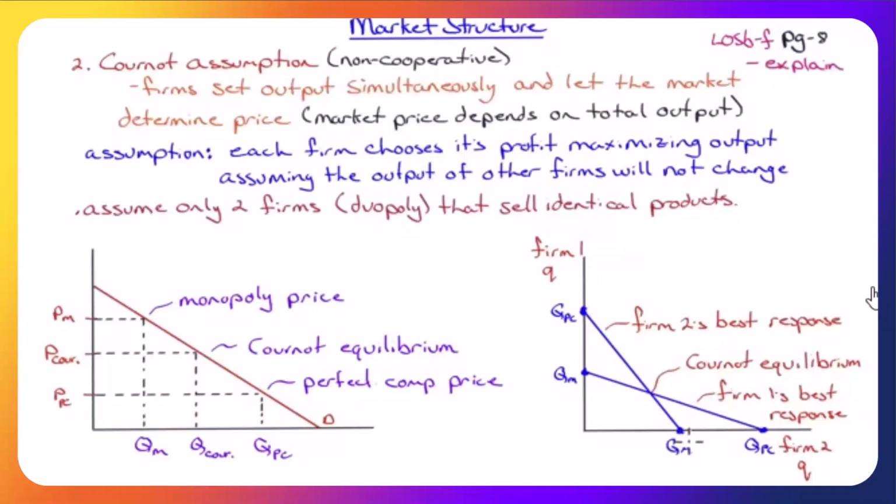So this line here represents firm 2's best response to whatever firm 1 is doing, and this line over here represents firm 1's best response to whatever firm 2 is doing. So the intersection of those two lines will be a Cournot equilibrium.